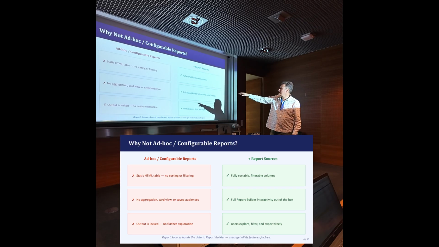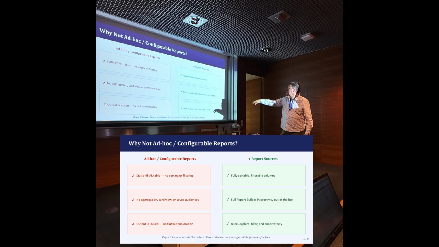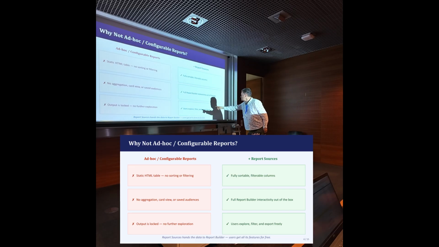No aggregation card, your saved audiences. Output is locked, no further exploration. Report sources fully sortable, and the reason it's sortable is it's a Core Moodle report. So anything you've seen in Core Moodle reporting, that's what you're actually looking at. It's not like me mimicking it, but that is what you're looking at. Full report builder interactivity out of the box, and the users can explore, filter and export freely.